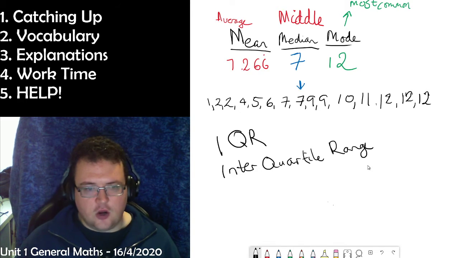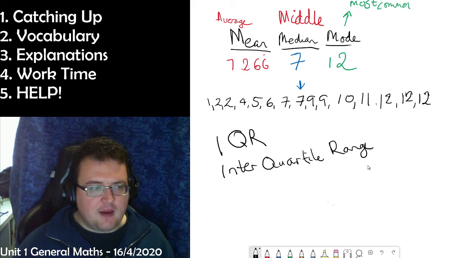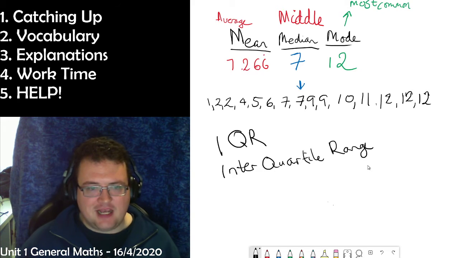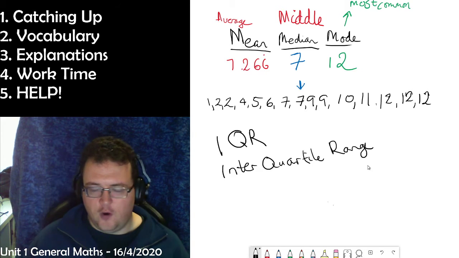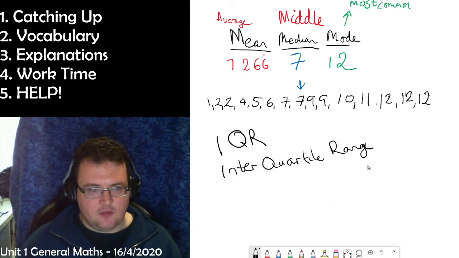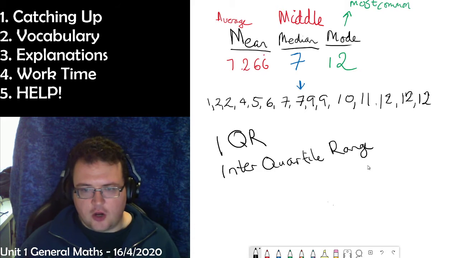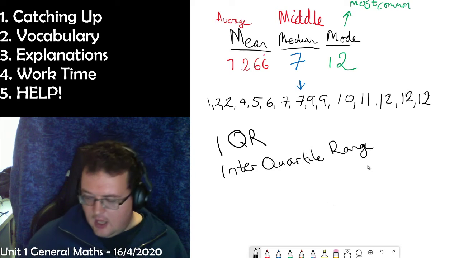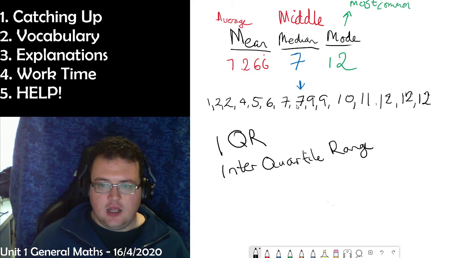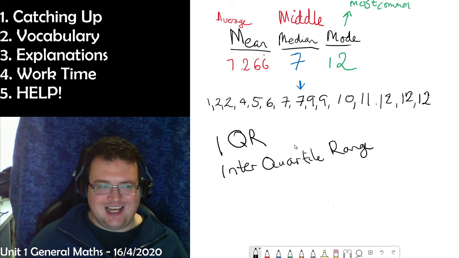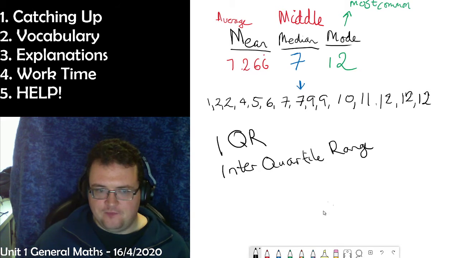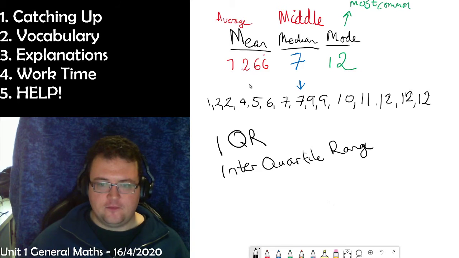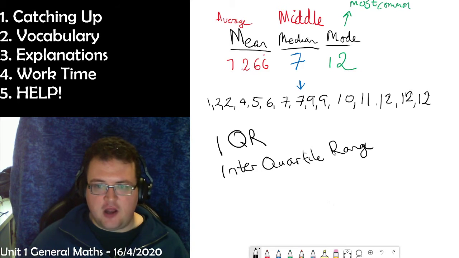So quarter, when we are talking about dividing things into quarters, how many pieces are we dividing them into? 4. All right, lots of people saying 4. That's great. So as part of this, what we are going to do is take our data and divide it into quarters. The way we do that is by first finding our median.